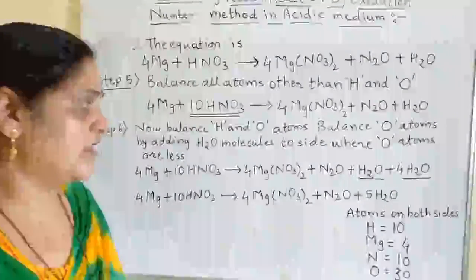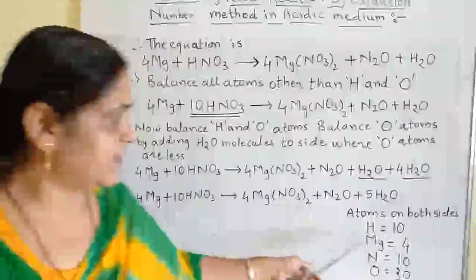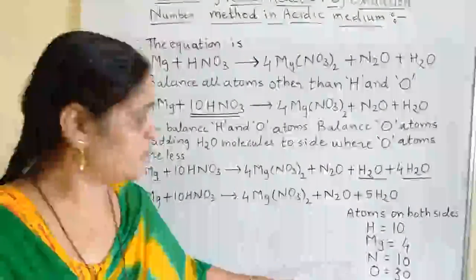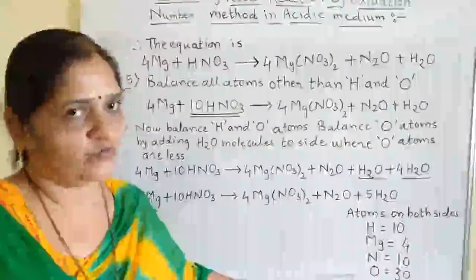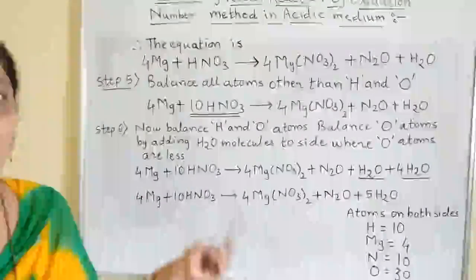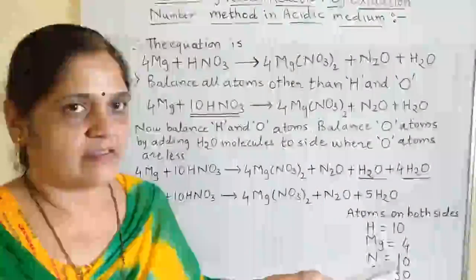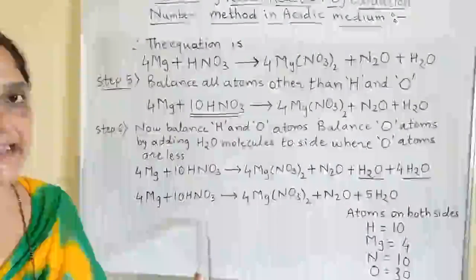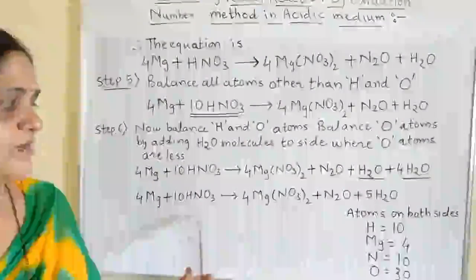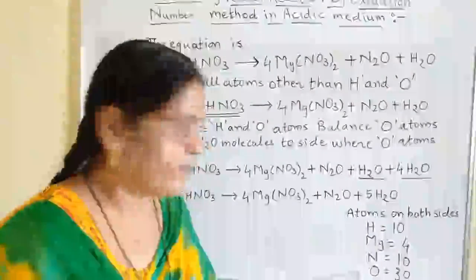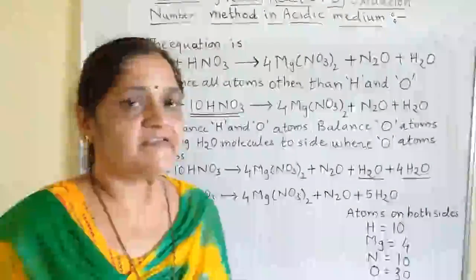So in this way we have found that all the atoms are balanced. Hydrogen 10 on both sides, magnesium 4 on both sides, nitrogen 10 on both sides, and oxygen 30 on both sides. So this way you get a complete balanced redox equation. This is in acidic medium because we are using nitric acid here. So this reaction is taking place in acidic medium, and all the atoms are balanced over here.